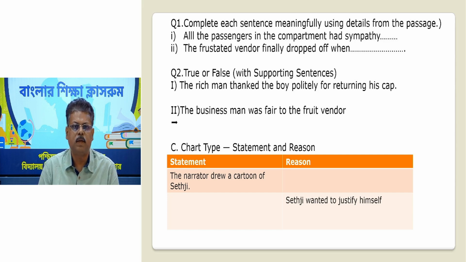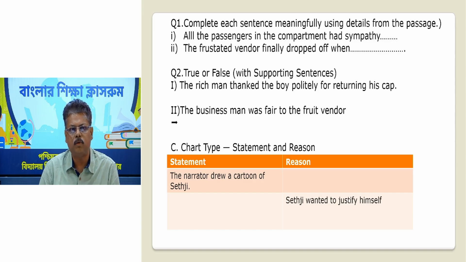Clear? So now let's move into the third type of questions. This is a chart type. One statement will be given and you have to come up with the reason, and you have to write this reason in a complete independent sentence. And sometimes, vice versa can happen. You will be given the reason and you have to come up with the statement. So let's do this together.